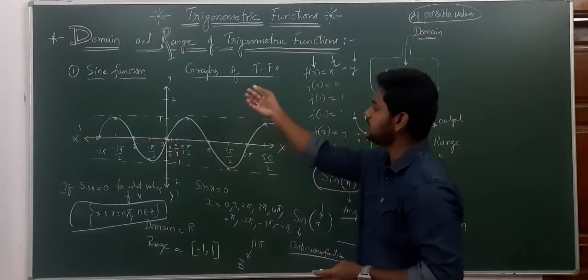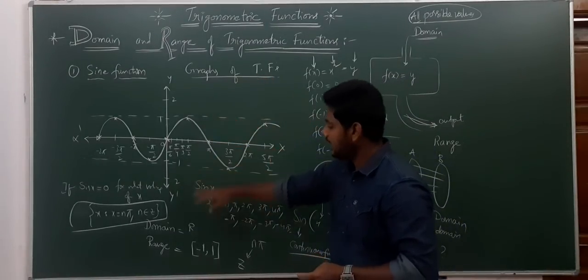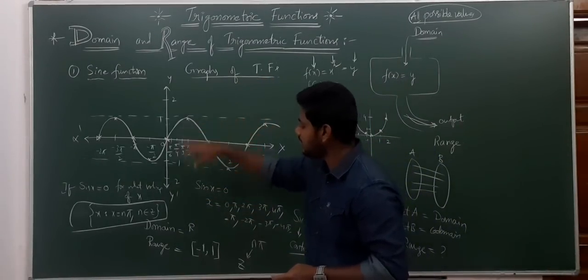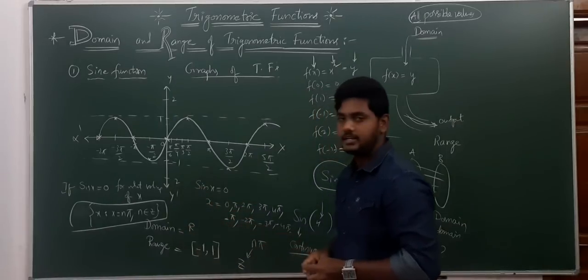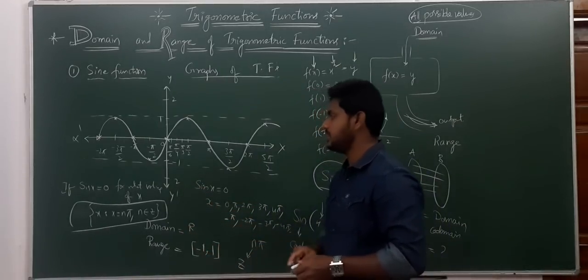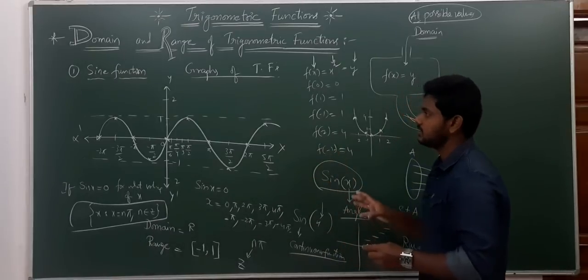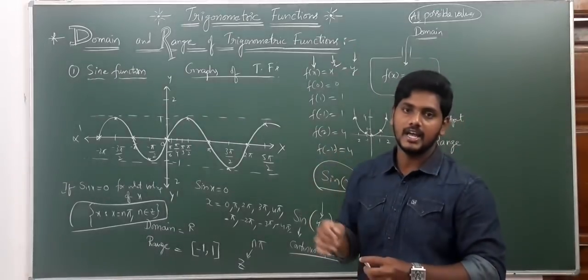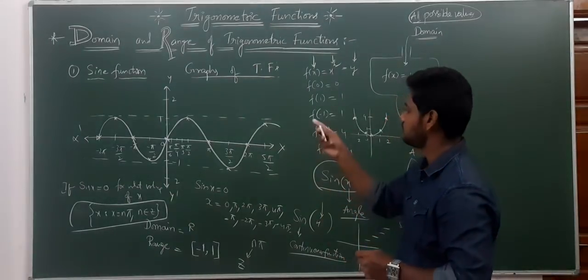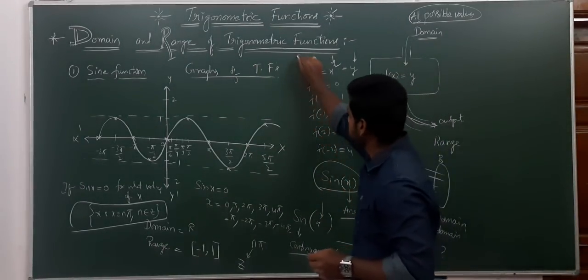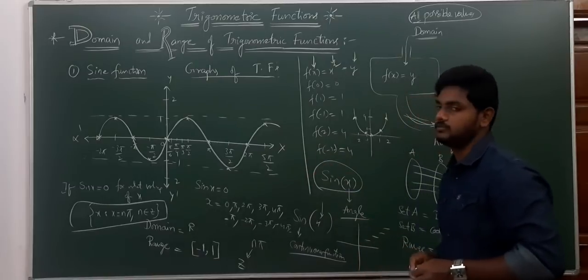Right? So this is about the sine graph, and by using the graph we can find the domain and range. The domain is R, the range is -1 to 1. In the same way we are going to find cos, tan, cosecant, secant and cot. So for the meanwhile, copy this, pause the video and note it down.